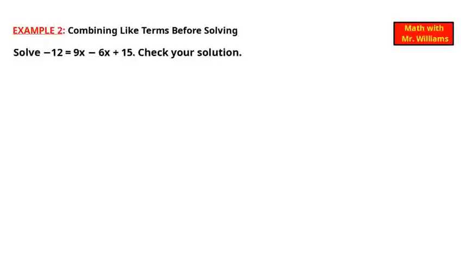Example 2, combining like terms before solving. Math of Mr. Williams. Solve negative 12 equals 9x minus 6x plus 15. Check your solution. So the first thing we do is rewrite down the equation. We combine our like terms. Here we have 9x minus 6x, giving us 3x. Bring everything else down. Let's draw our line of equality now.